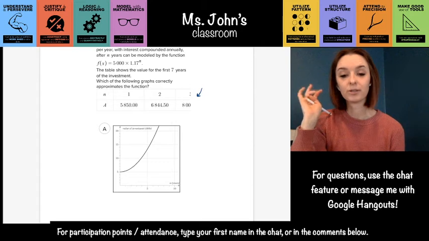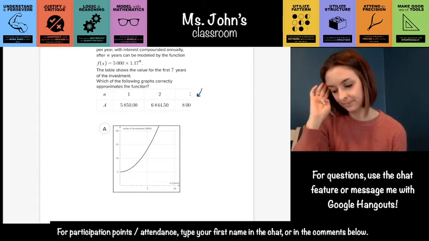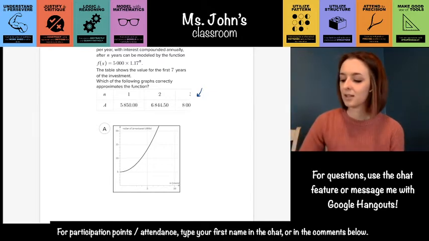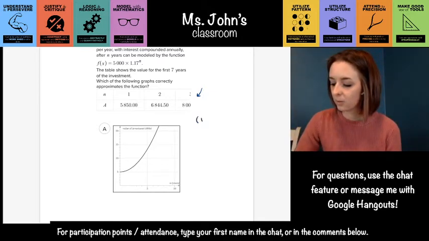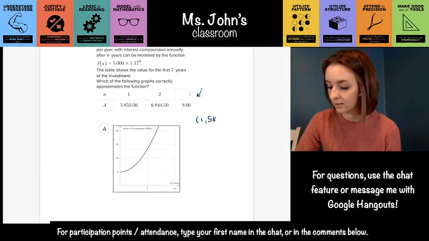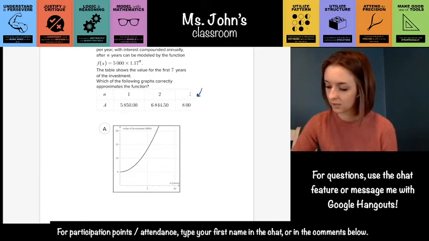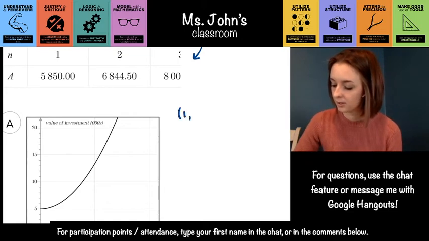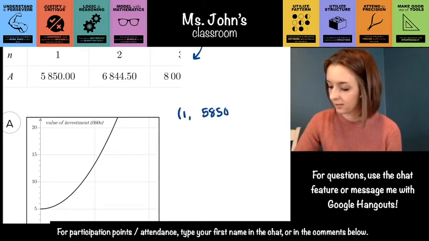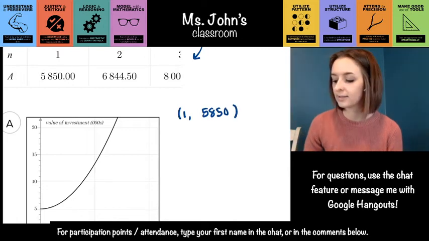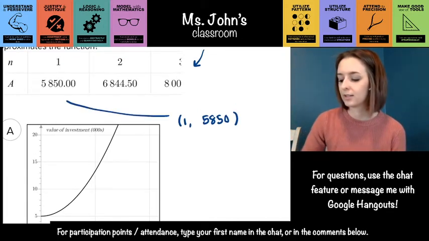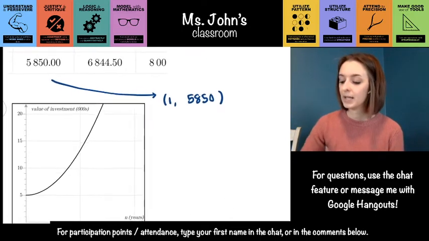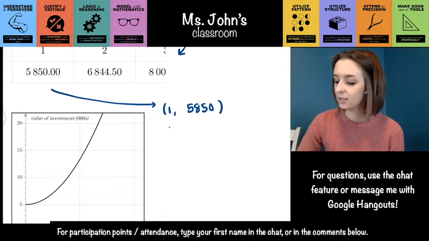But what you can do, and this is probably what it's best to do, is that you just look at these points. 1, 5,850. That's a point. It's coming from the table. So 1, 5,850.